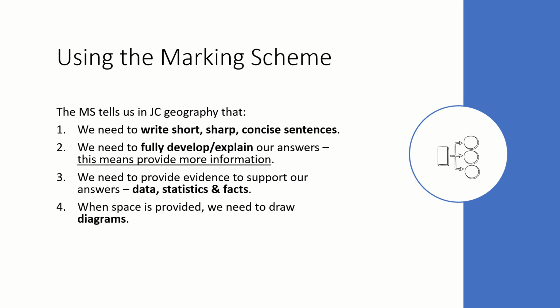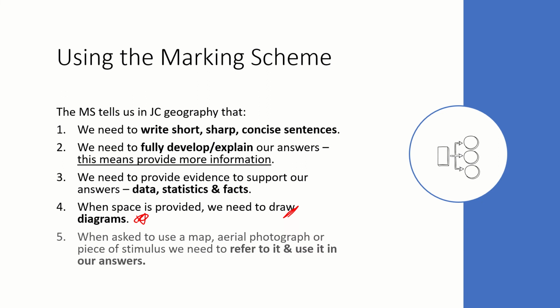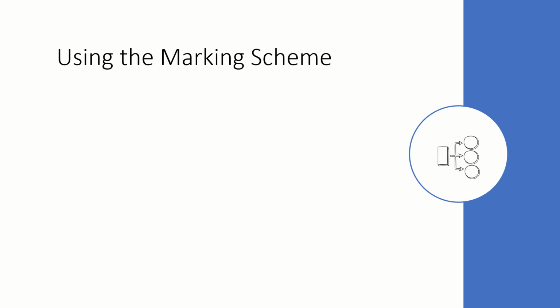When space is provided, we need to draw diagrams, but I'm going to place an asterisk beside this, because when we draw diagrams, we don't spend 15 minutes on them. There were 2 marks, so we need to think about, okay, how can I maximize my time here? Spending 15 minutes on a diagram for 2 marks isn't going to be the best use of your time in the exam. And it also tells us when asked to use a map or aerial photograph or a piece of stimulus, we need to refer to it and use it in our answers. So we need to make direct reference to evidence from the OS map, and that's going to be really important. We're going to come back to that today.